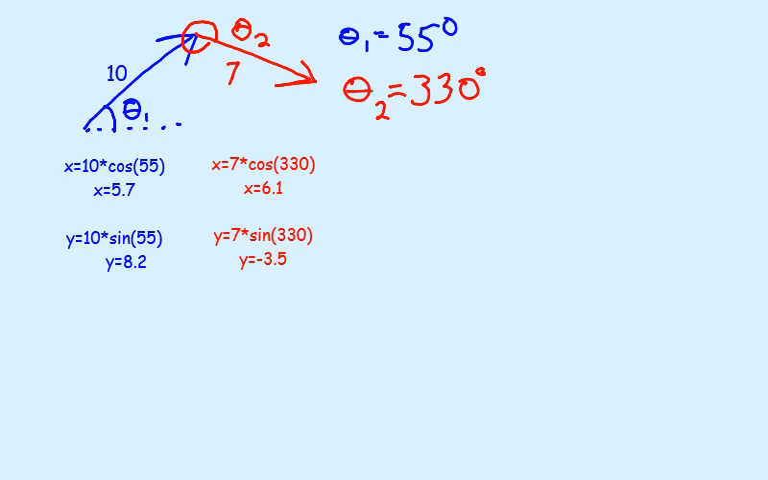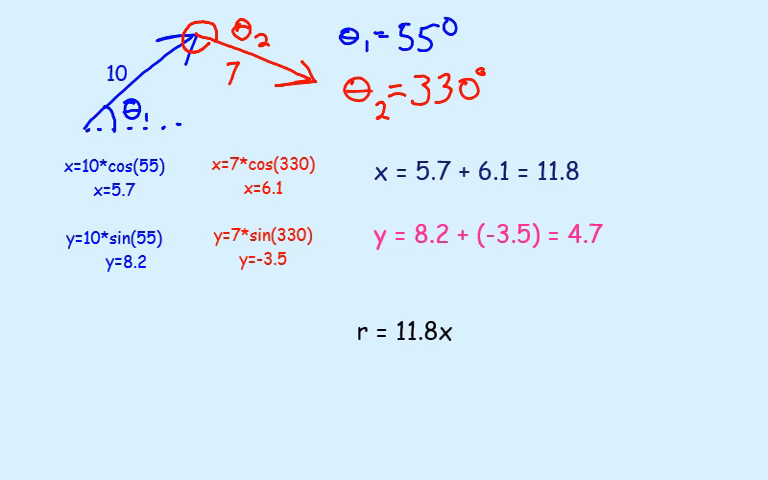Now what about combining these two to add these two vectors together? Do I just need to add all of the x's plus all of the y's? Well, that's actually partially right. What I'm going to do is I'm going to add the x's first. Only x plus x. So 5.7 plus 6.1. And that gives me 11.8. Then I'm going to do the y's, which is 8.2 plus a negative 3.5. So as someone said in class, that's actually a minus. And that gives you 4.7.